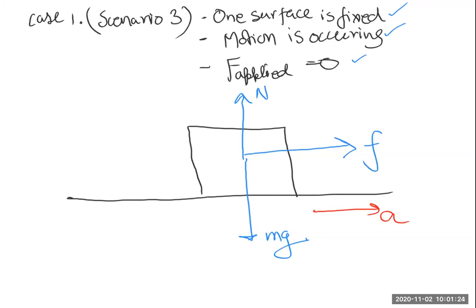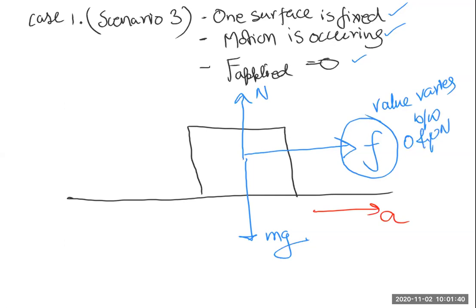Why have I chosen Superman? So you see that this F, I have written F, right? The value of this F can vary between 0 and mu N. Generally, it is very difficult to have a friction value of mu N. If you do reach a friction value of mu N, that means you are just about to slip. So that's not very good news.